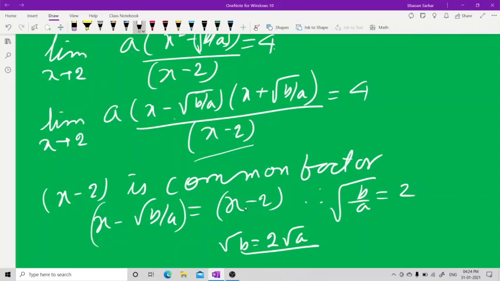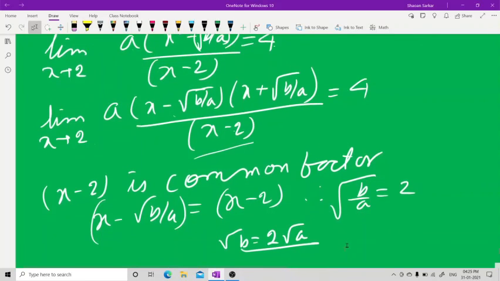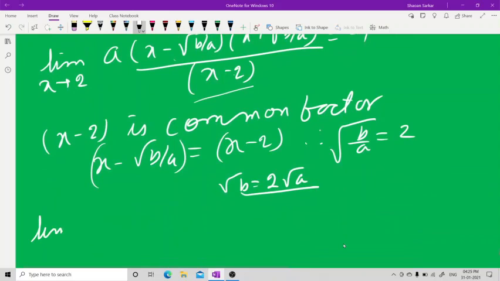Now we have this thing. Now what am I left with? If I take this equal to this, so this factor and this factor will go. Now what are you left with? See, limit x tending to 2, you have a into x plus under root b by a equal to 4. This you have now left with.